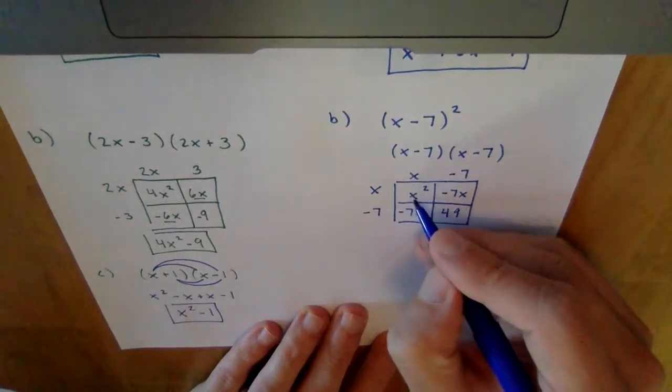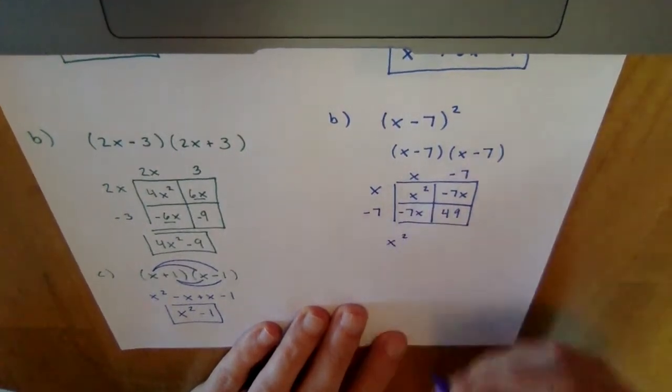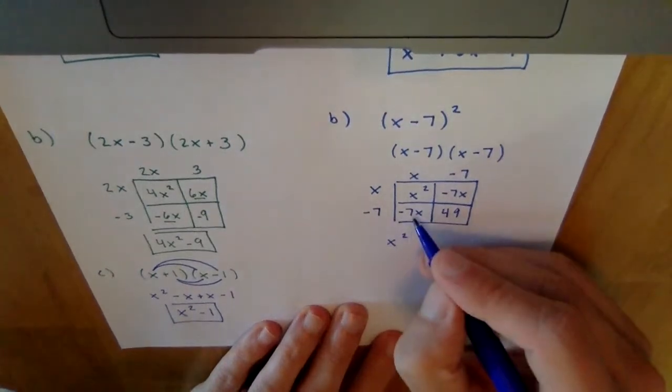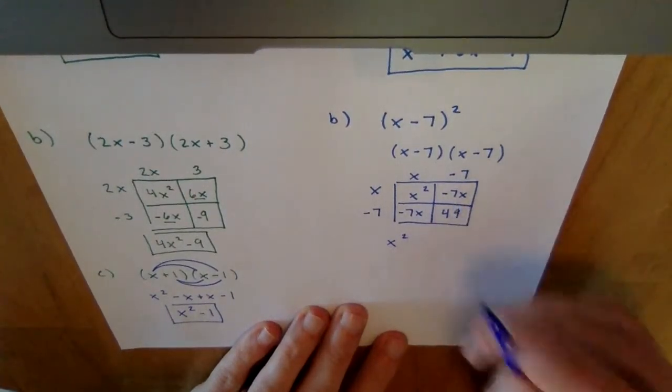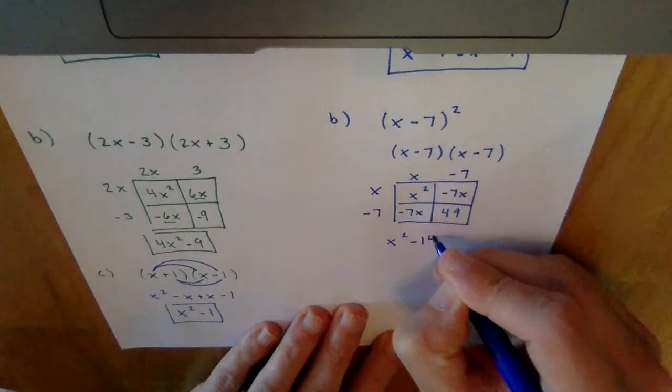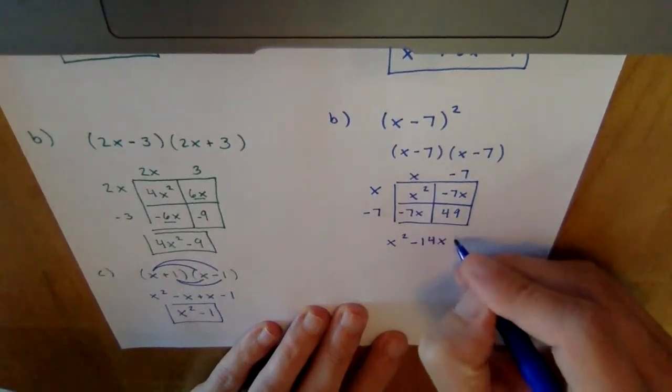And now we'll combine like terms. So x squared just by itself. Negative 7x minus 7 more is going to be negative 14x, and then a positive 49.